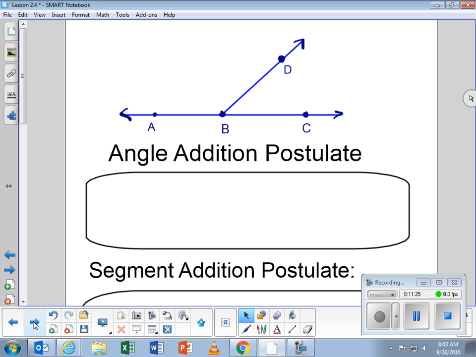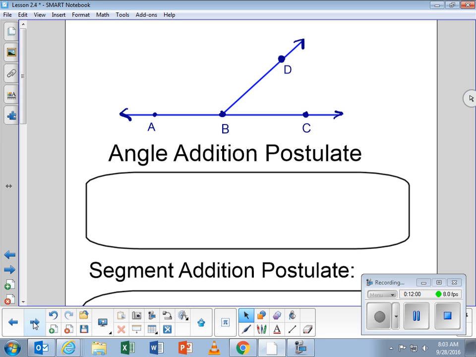Angle addition postulate. We have a picture of an angle that has angle ABD and angle ABC on it, and angle DBC. What kind of an angle is angle ABC? It's a straight line, but it's also a straight angle, and it has a measure of 180 degrees. So a line has an angle measure of 180 degrees.